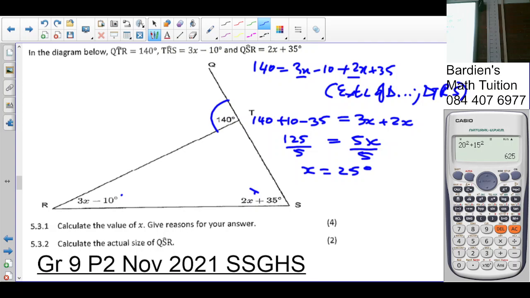20? This is wrong. 125 is wrong. Okay. 115 divided by 5 is 20. Thank you.